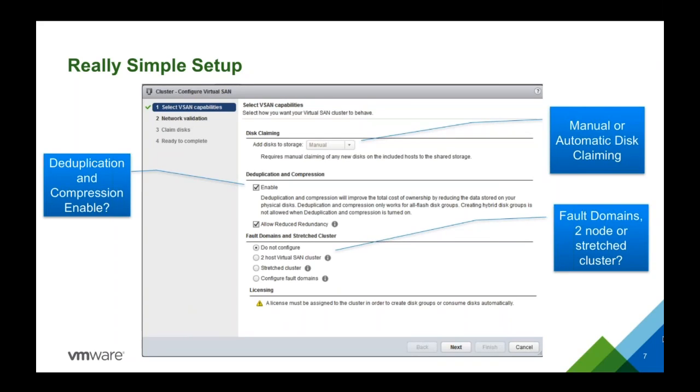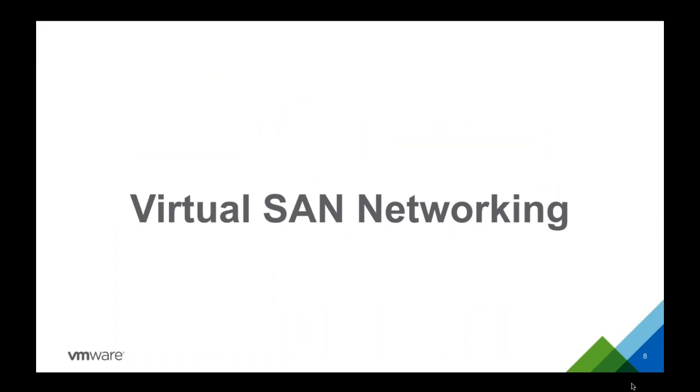I just wanted to show that virtual SAN is really easy to set up. On the screen, as you can see, it's just a couple of checkboxes. We decide how we're going to claim the local disks and storage devices. We decide whether we're going to turn on deduplication and compression. It's a single checkbox, no giant star chart of delays or feature combinations. And then we decide if we're deploying something like a stretch cluster or a two-node, commonly used for remote office, branch office, and away we go.